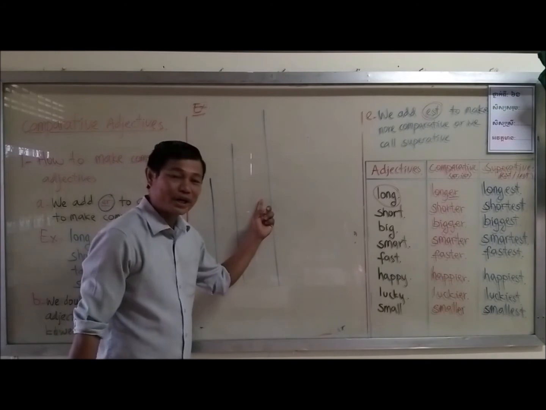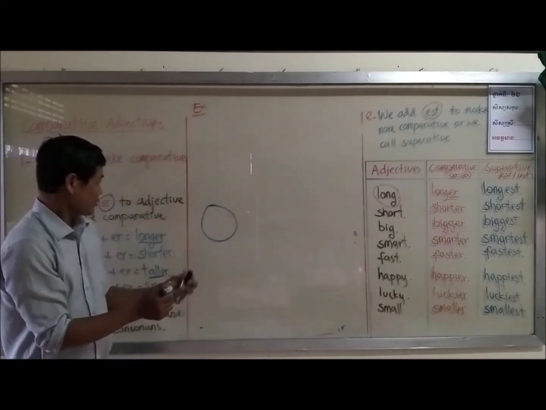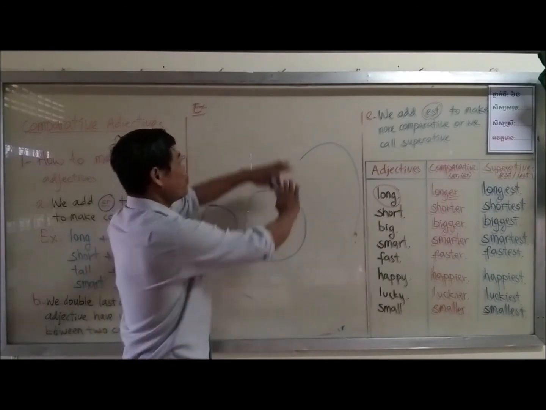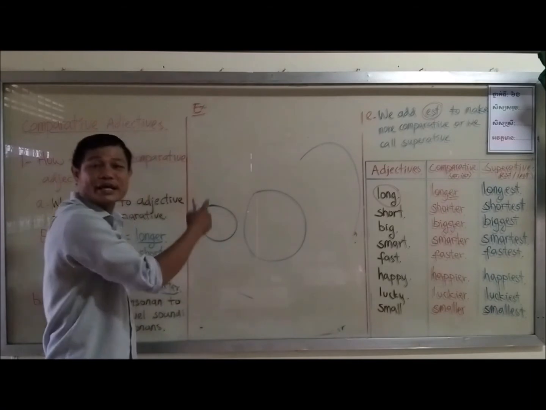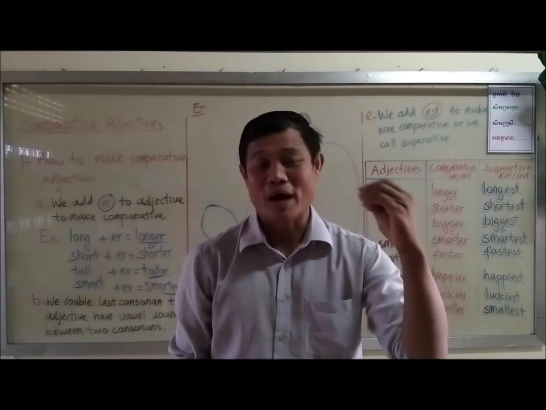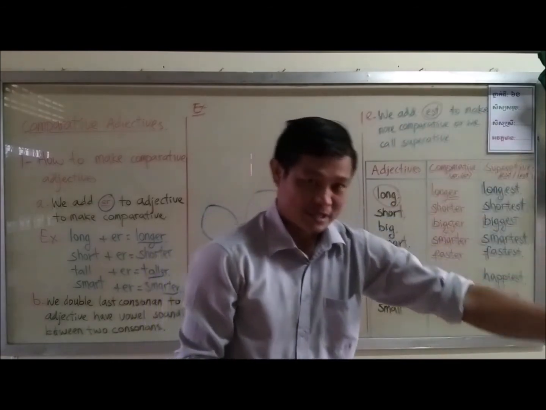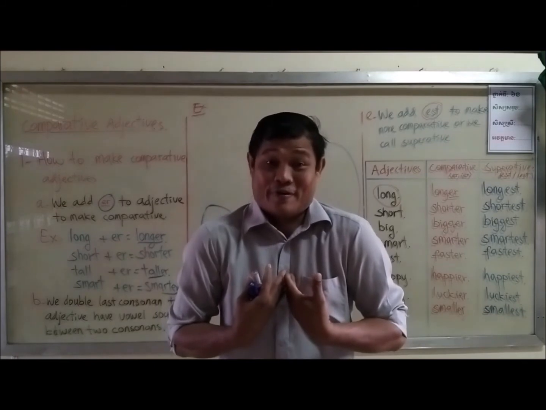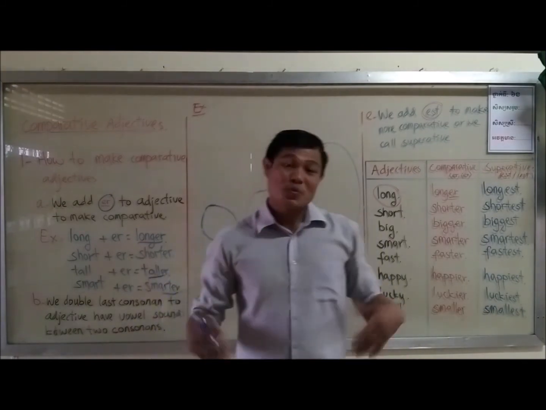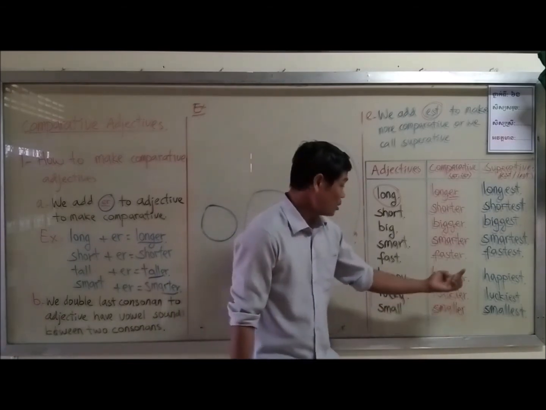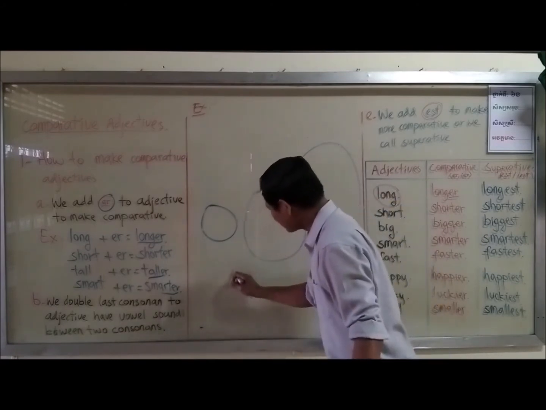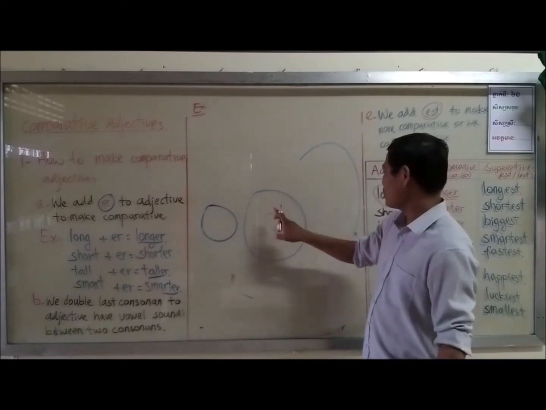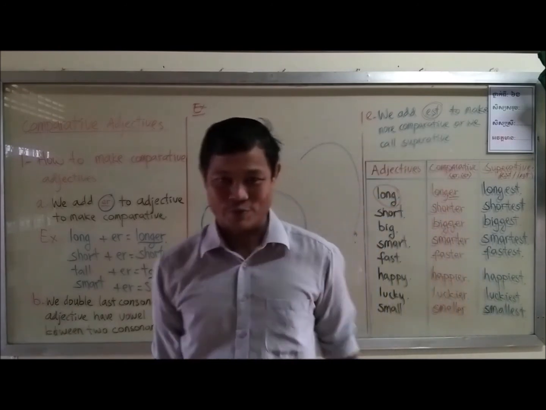Long, longer, longest. And now we're going to have big: big, bigger, and biggest. Smart, smarter, smartest. Fast, faster, and fastest. Happy, happier, happiest. Small, smaller, smallest. That is the comparative adjective.